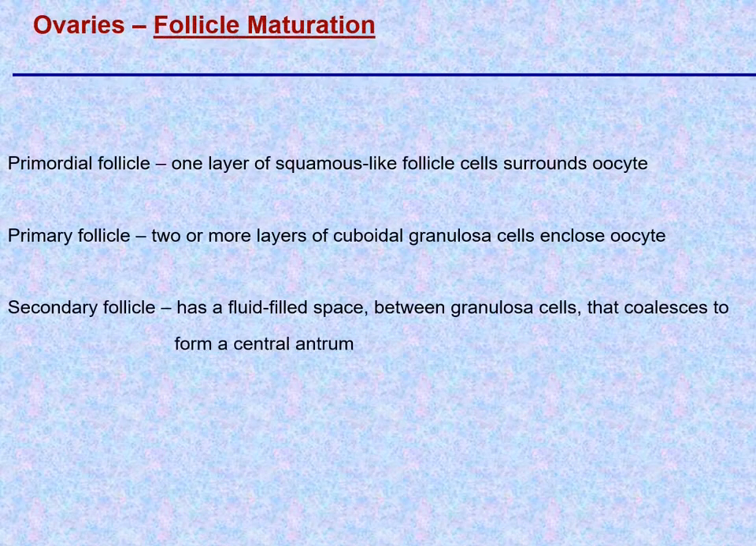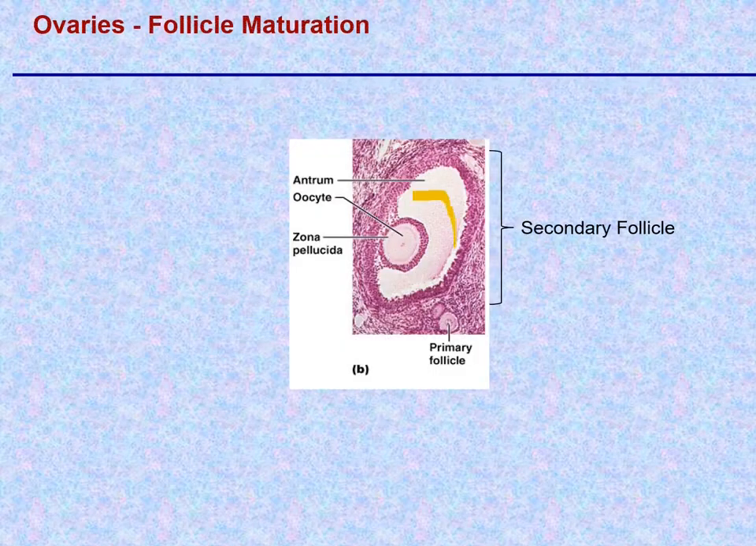So the primordial follicle has a single layer of follicular, I think it's follicular cells, not follicle cells, and it differentiates to a primary follicle that has granulosa cells, and then a secondary follicle that starts developing fluid-filled spaces, which eventually fuse into one fluid-filled space called an antrum. And here again you see this antrum filled with fluid, and the egg inside this is a secondary follicle.